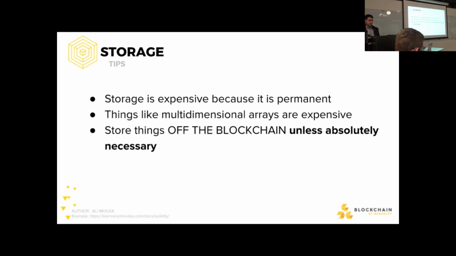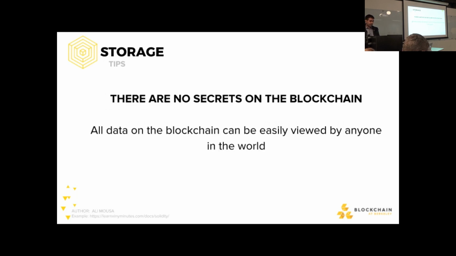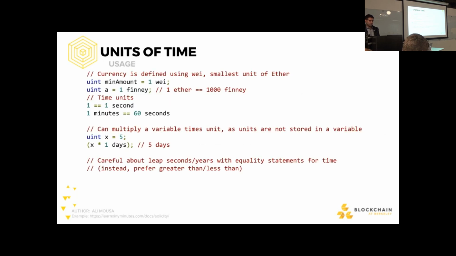Some tips about storage. Storage is expensive because it is permanent, and things like multi-dimensional arrays are expensive because they take a lot of space. Usually you should store things off-chain unless you absolutely need to keep them on-chain. And blockchains are public, so everything remains, even code that you self-destruct, it's still always there. You just can't execute it once you self-destruct.